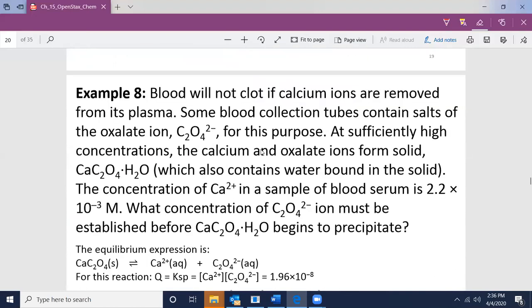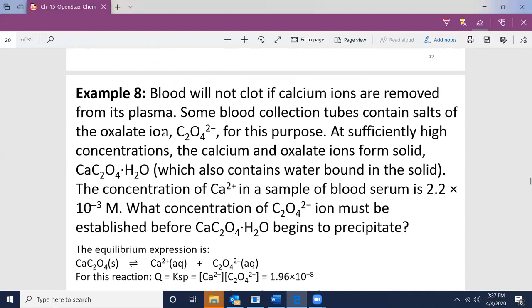Blood will not clot. This is an example of that. Blood will not clot if calcium ions are removed from its plasma. Some blood collection tubes contain salts of the oxalate ion. This is about when you are taking the blood out of your arteries and you want to keep it the same way it is in your artery. We do not want blood to be clotted. So the tubes that we use to collect blood samples already contain oxalate, which removes the calcium ions. Blood will not clot if calcium ions are removed from its plasma.